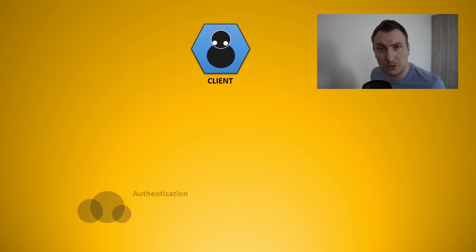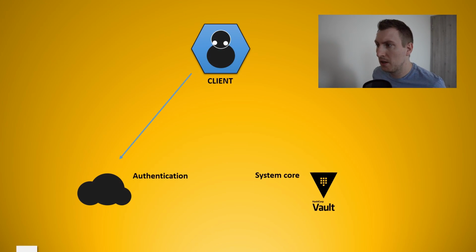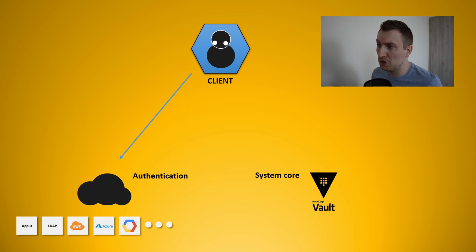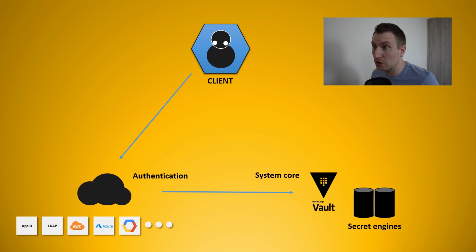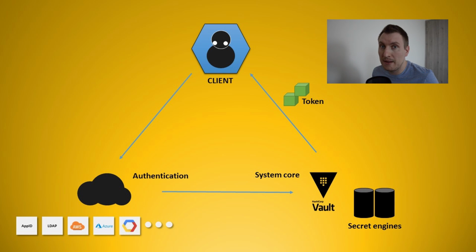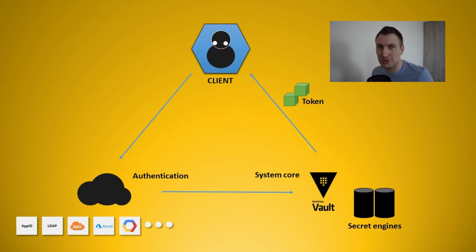So how does it work? Let's go together to check how it actually works in the real architecture. It's a pretty simple tool where you have the client, authentication, and the system core. The client authenticates itself to an authentication system like App ID, LDAP, AWS, Azure, Google Cloud, or Kubernetes, and then it goes to the system core, which provides the secret engine. After that, the secret engine releases the token to the client. It's pretty straightforward. Let's go for the lab.